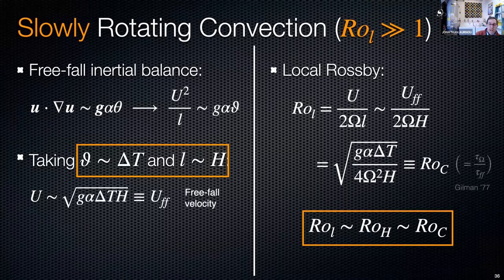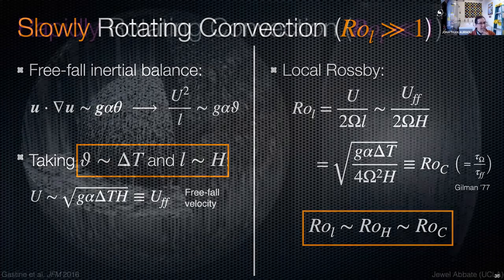Okay, and lastly, I just point out that this Ro_C definition actually is what's in Gilman 77. So the original definition really does correspond to a slowly rotating framework. And in a sense, that's what everyone's been using since, no matter what the system they're in. Rapidly rotating, slowly rotating, intermediate rotation. Typically, this is the definition chosen.